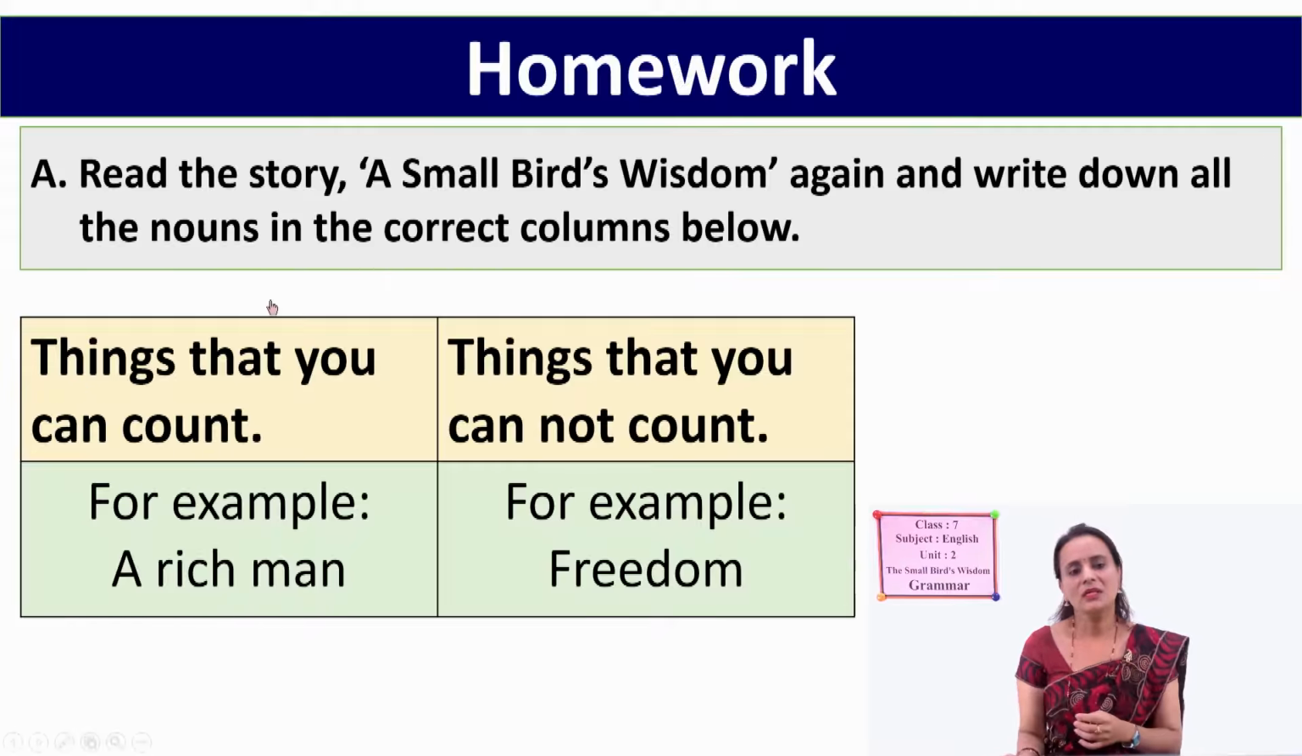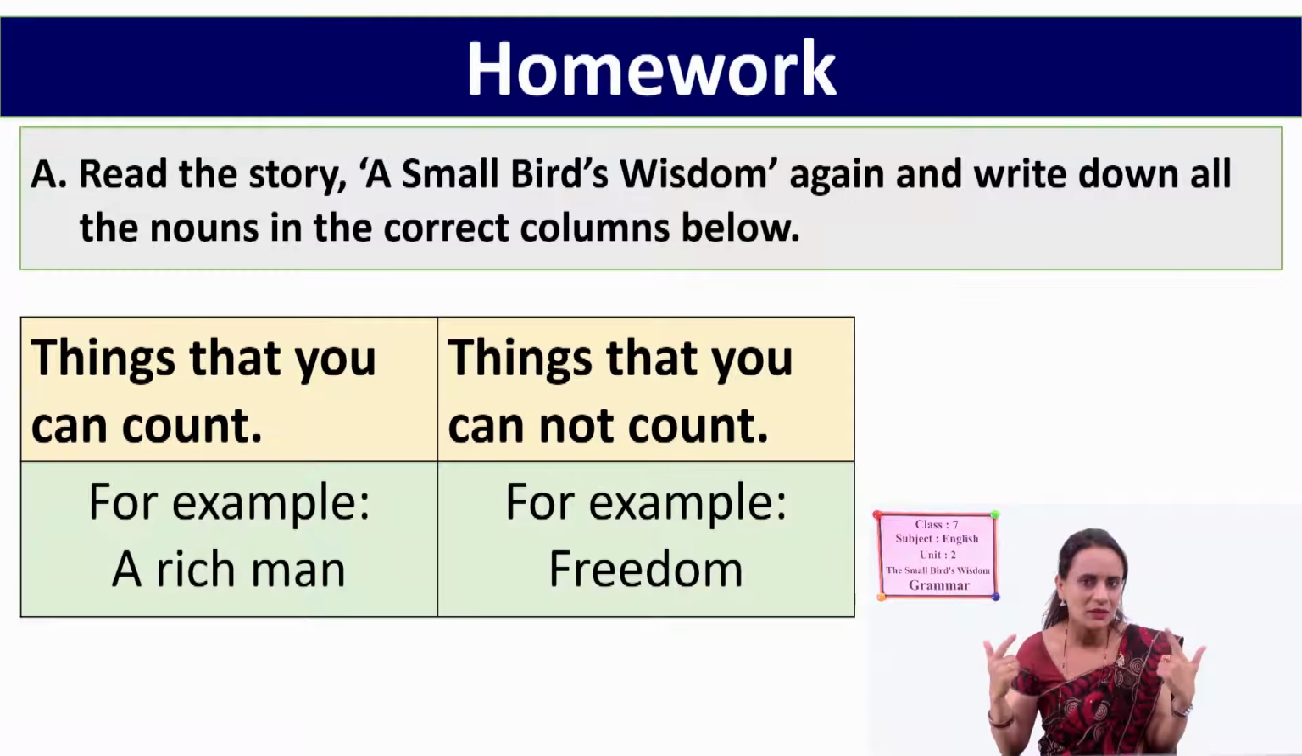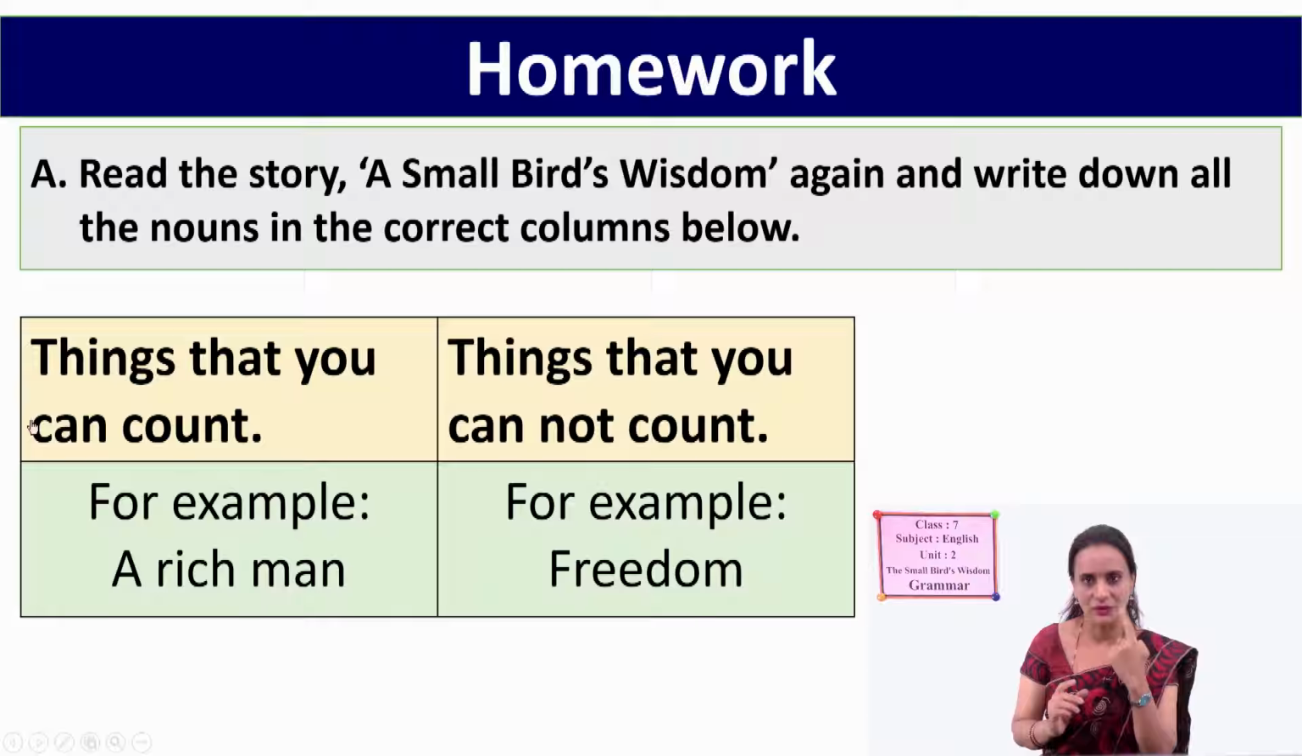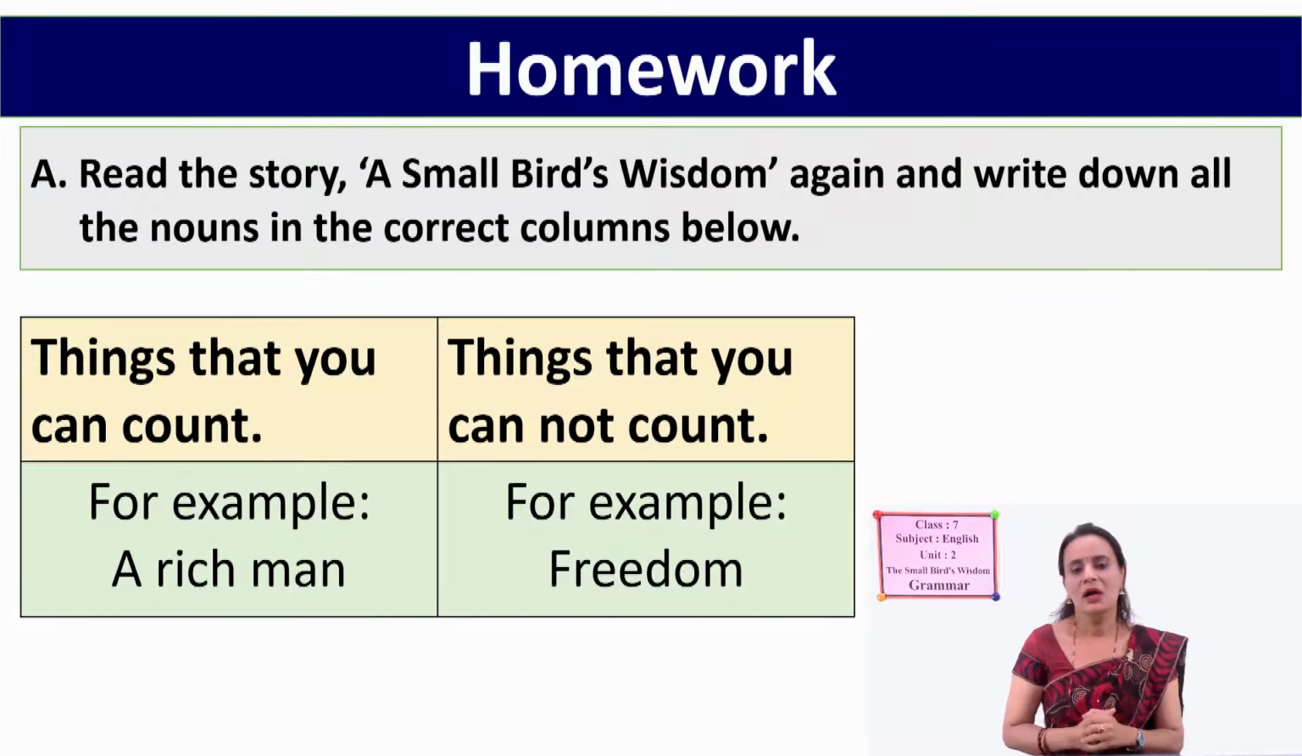See here. Things you can count. That means, recall it, countable nouns, very good. And things you cannot count. That means uncountable nouns. Okay. And an example is also given here. For example, a rich man. I've done one for you. And another, here, things you cannot count means uncountable nouns. One example is given here for you. For example, freedom. In the same way, you can complete your homework.